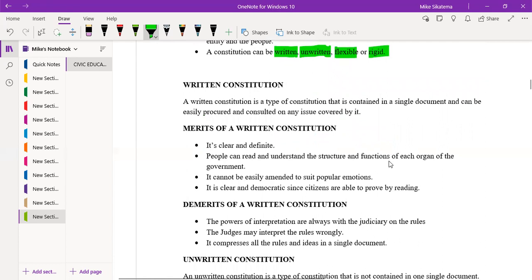So what is a written constitution? As per the definition, a written constitution is a type of constitution that is contained within a single document.